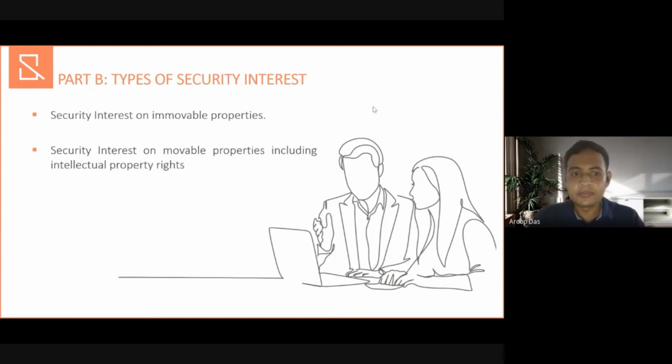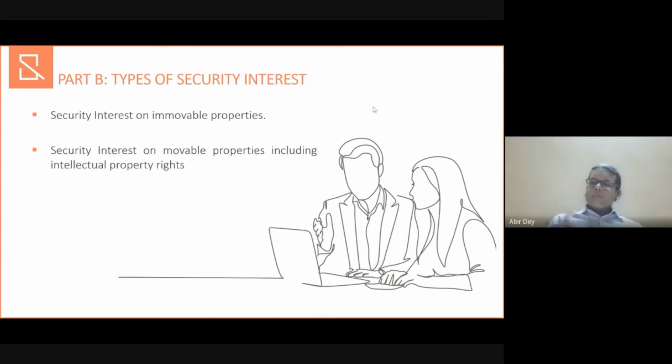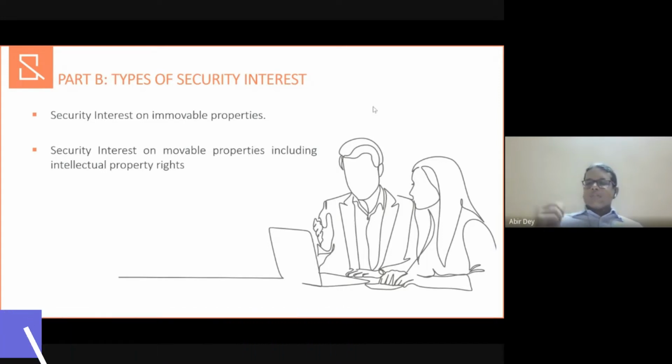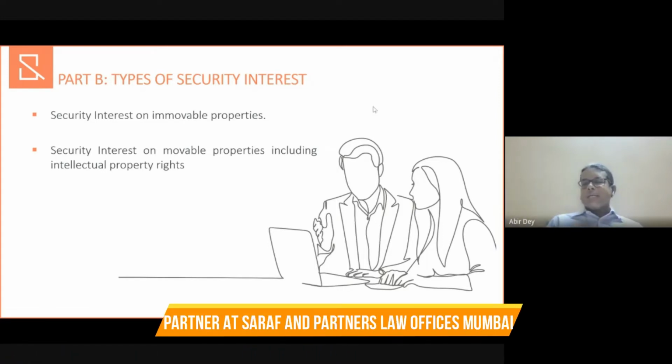So I will just add something on this. Please remember, there are two types of mortgage: one is with possession, another is without possession. When it is with possession, that means possession is already transferred, because in English mortgage, you all would have read, it's an absolute transfer. But there is a concept called without possession. Now you would be thinking while reading this, why without possession? Why would someone create a mortgage and not give possession?